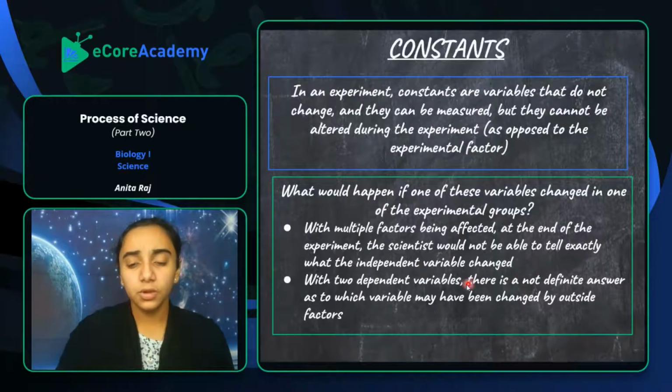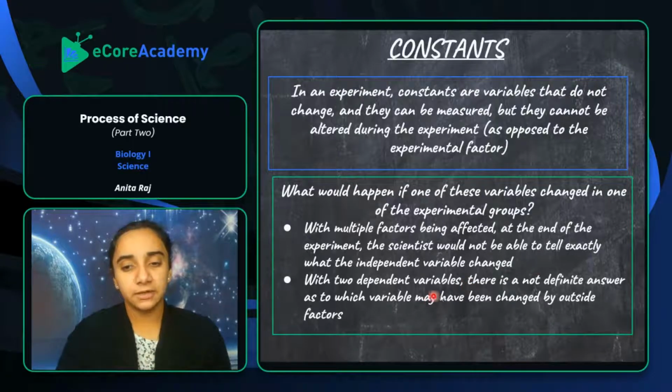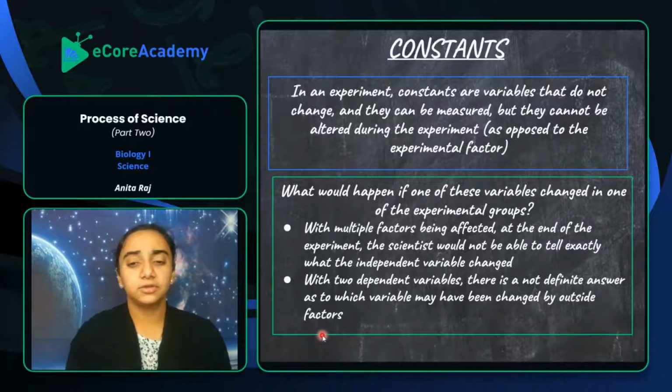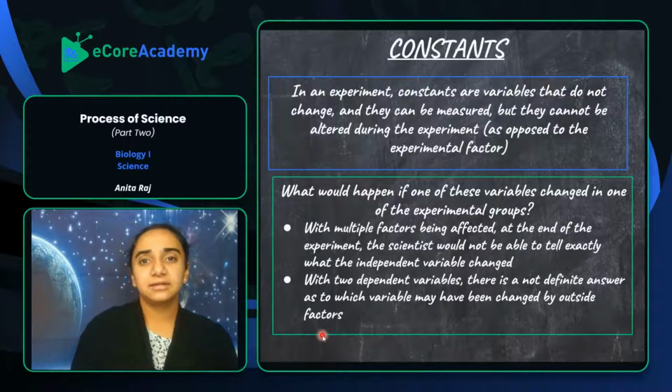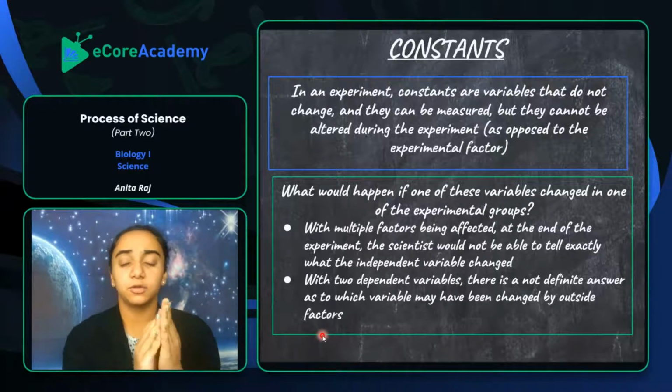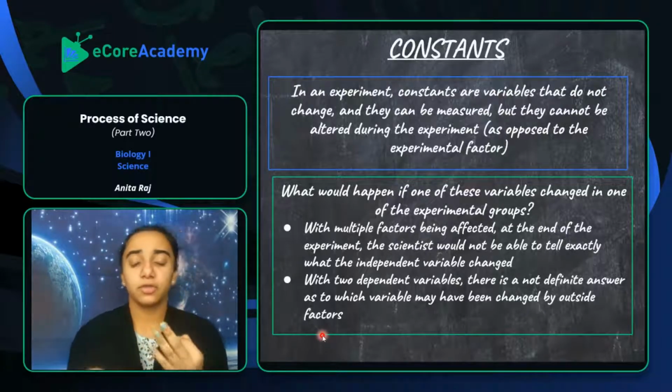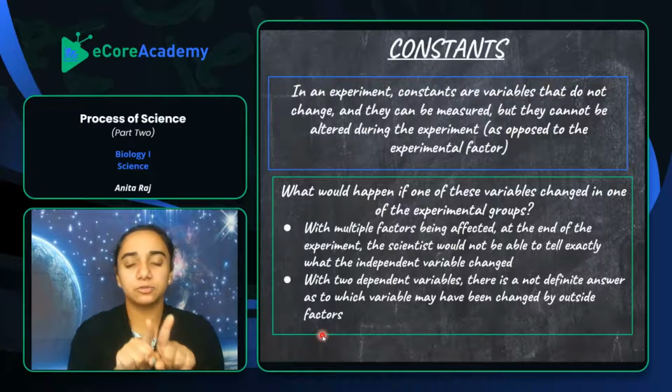So on the flip side, with two dependent variables, there is not a definite answer as to which variable may have been changed by the outside factors. So again, if we had two dependent variables, this is why we typically measure one dependent variable. If we measure two of them, we can't exactly tell if the independent variable affected one, both, or neither. We always want kind of a one-to-one correlation between them.